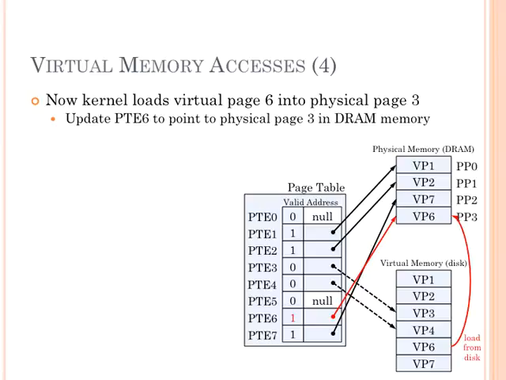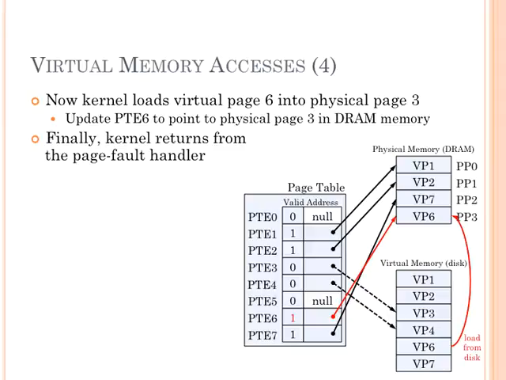Now the next thing that happens is the kernel now has an empty frame, so it can load virtual page 6, which is the one that was accessed, load it into that physical page, and then change the page table entry for virtual page 6 to say, hey, it's valid now, and here's the physical page that it stored it. Okay. So all of those things happen. Now the kernel returns from the page fault handler.